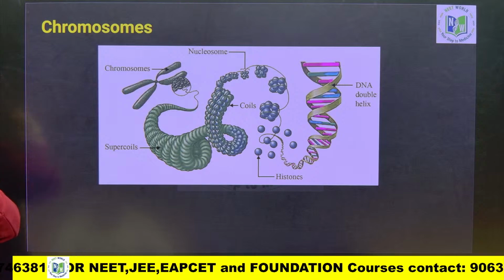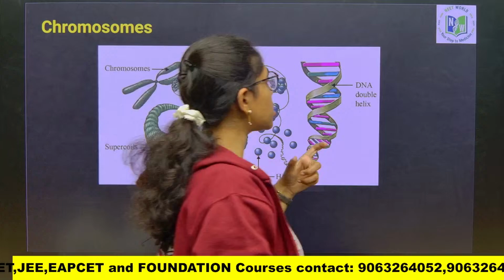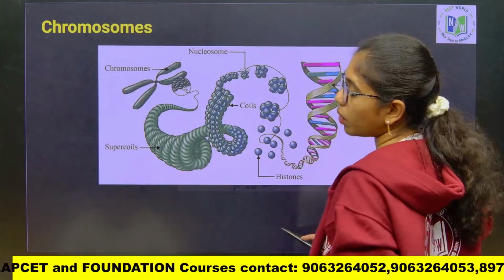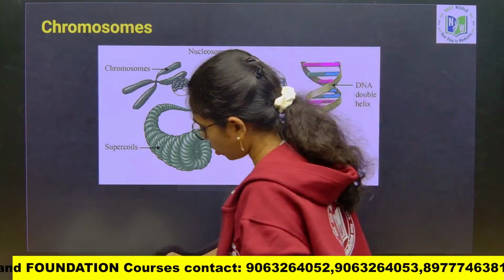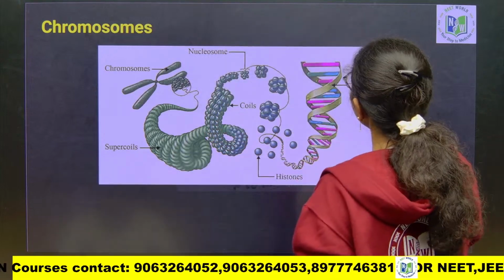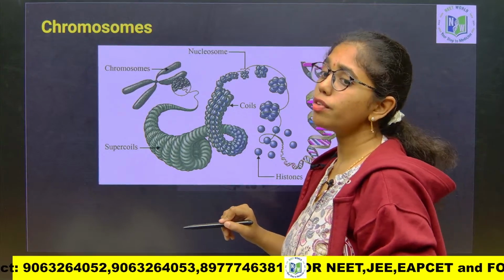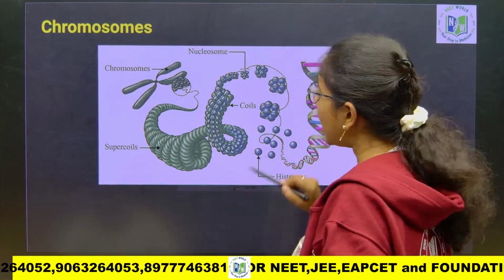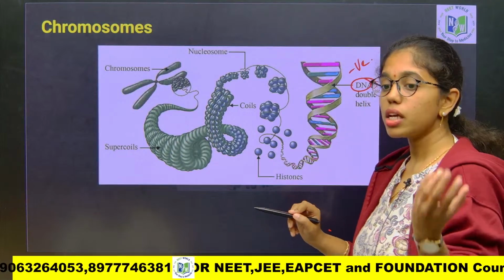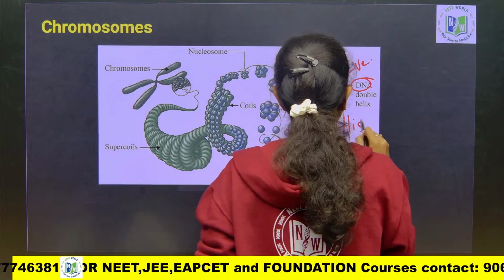In the prophase of the cell cycle. And here the DNA of the chromatin is what charged? Negatively charged. Do remember all the time. DNA is negatively charged because of the phosphate group in it. Negatively charged DNA is attached with positively charged histone proteins.